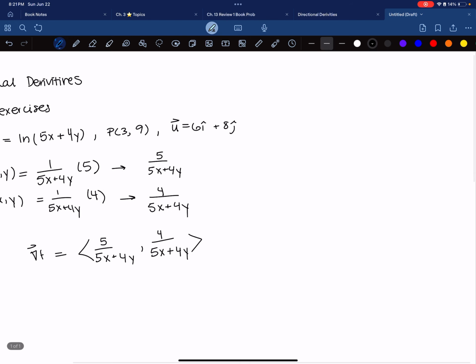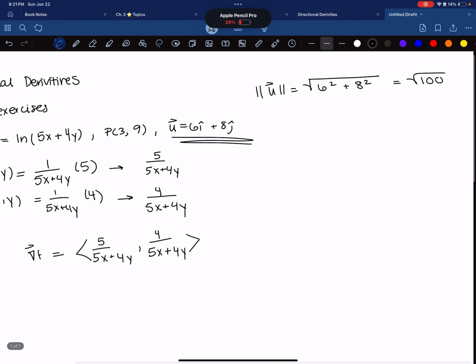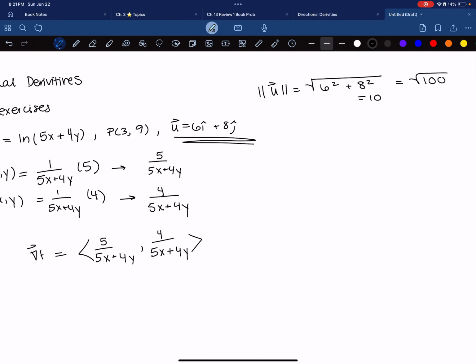So now that we know that, we can start to calculate the directional derivative. However, by definition, the directional derivative uses a unit vector direction. So we are given this vector, but we need to make it a unit vector. That's pretty easy. We can calculate the magnitude of it, which would be 6 squared plus 8 squared, which would be the square root of 100, which would be 10. And so we can now make this a unit vector by dividing u by 10. So we get 6 over 10, comma 8 over 10.